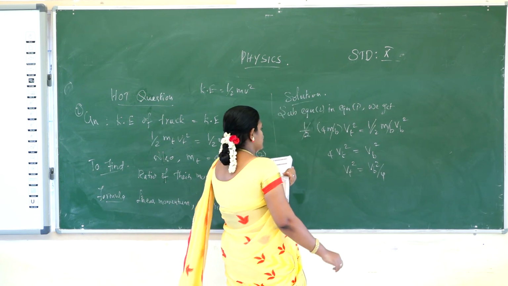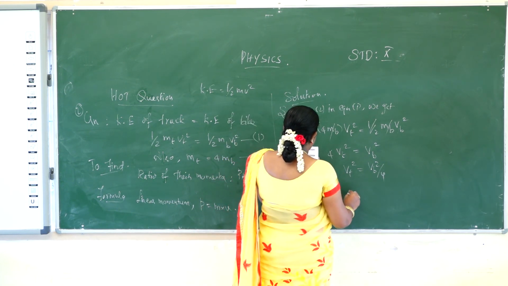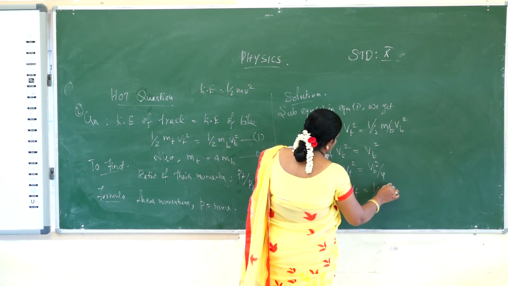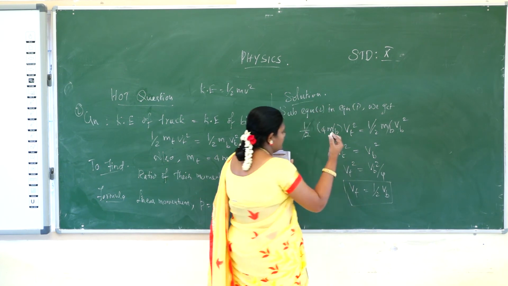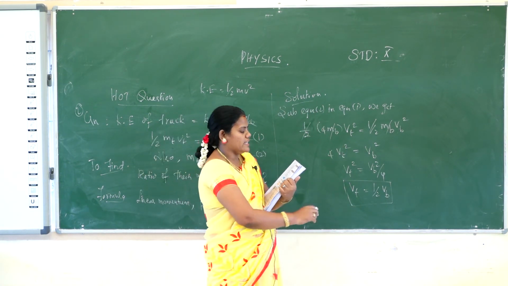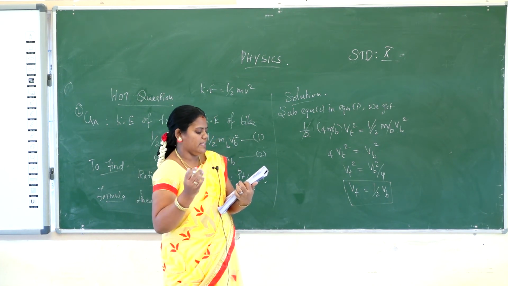So vt is equal to 1 by 2 vb. This is the common term: vt is equal to half into vb. So this is the velocity of the truck. Next, we will calculate the ratio of the linear momenta.